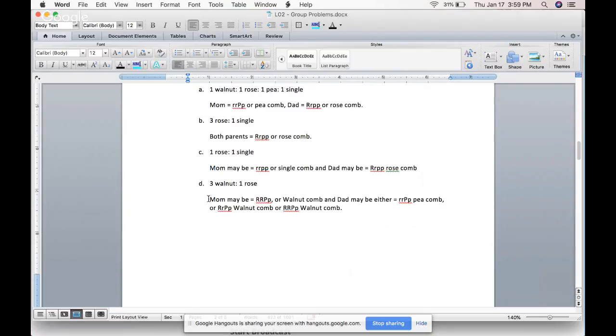For D was the most tricky one, because mom could be this, and then dad could be all of these different combinations: little r's, big R, little r, big r's, or big P, little p, big P, little p, big P, little p. It didn't terribly matter what dad was as long as mom was this certain specific thing.